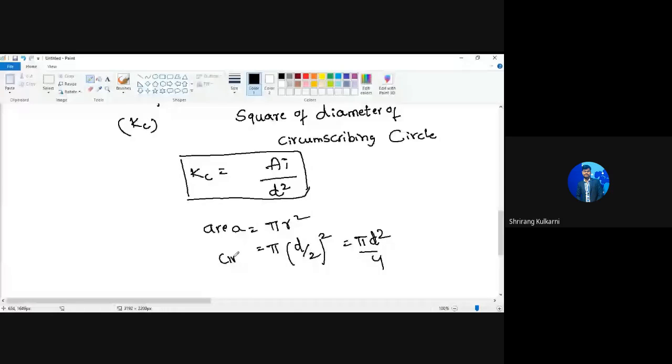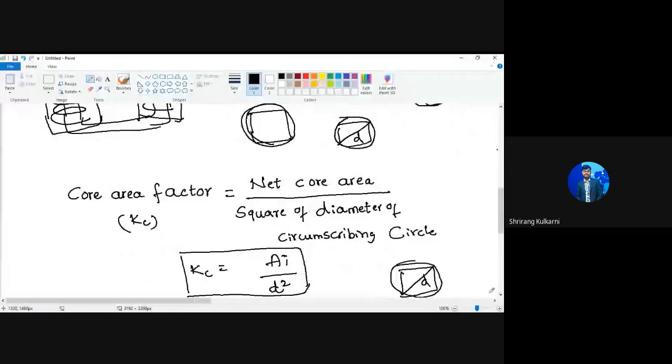Just like a circle, it is the core circumscribing circle. Diameter is D. Area is pi D squared by 4. So these four parameters we have studied today. First one, net core area. Second one, gross core area. Third one, stacking factor. Fourth one, core area factor. These four things we have studied today.